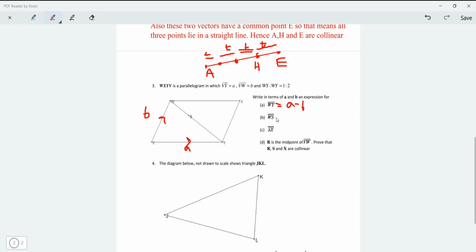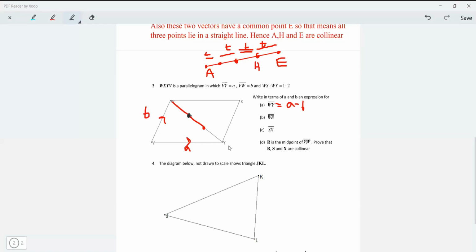Now the next thing we need is WS. To go from W to S, we're still on WY, but what is S? They're telling us that WS is in a ratio with WY, 1 to 2. So what they're telling us is, if this is a distance T, then you have somewhere else that is also T, but it is just 1/3. WS is just 1/3 of the whole line, WY. So let's write that down. WS now is 1/3 of WY.